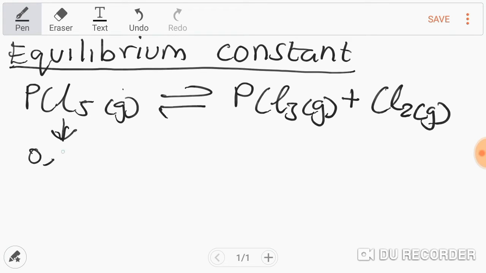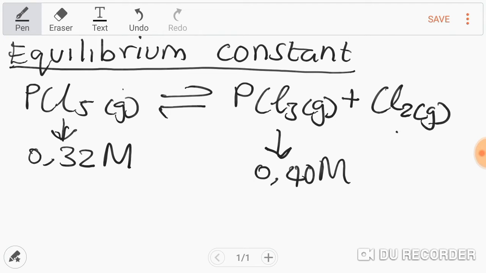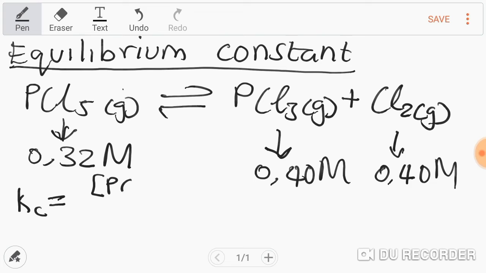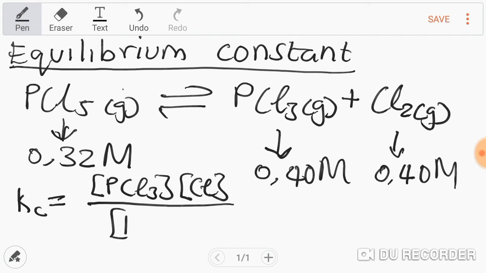0.32 molar, 0.40 molar, and 0.40 molar. So the equilibrium constant of this reaction will be the product of the concentrations of the products divided by the concentration of the reactants.